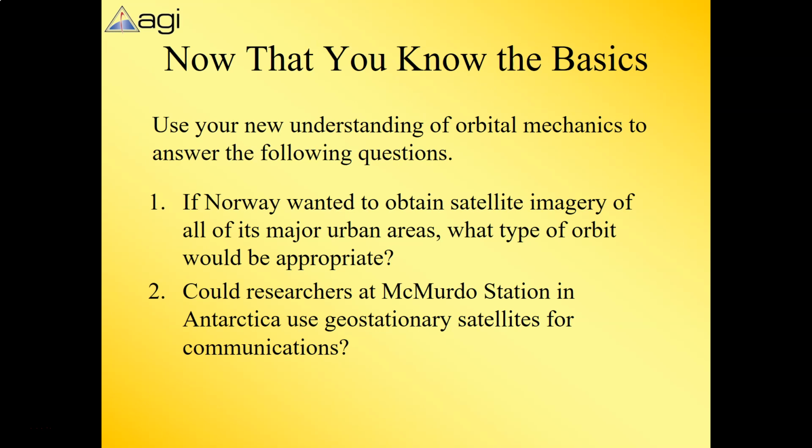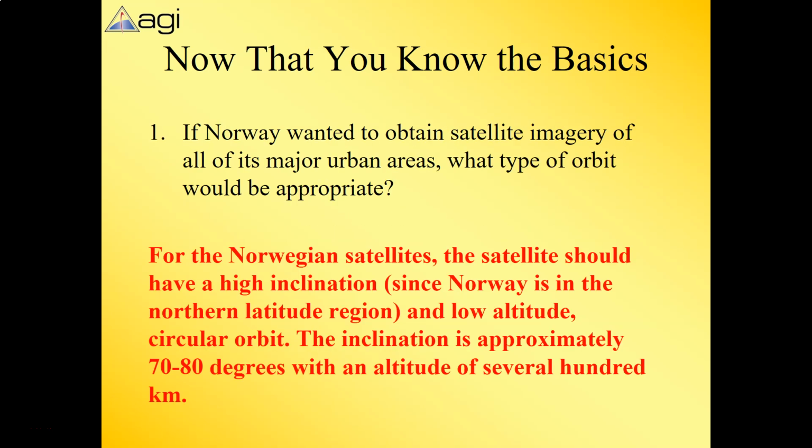Come back to these questions now and think about them. If Norway wanted to obtain satellite imagery of all of its major urban areas, what type of orbit would be appropriate? And could researchers down in Antarctica use a geostationary satellite for communications? Well, for the Norwegian satellites, that satellite should have a high inclination, since Norway is pretty far in the northern latitudes, and a low altitude circular orbit. The inclination is approximately 70 to 80 degrees with an altitude of several hundred kilometers.